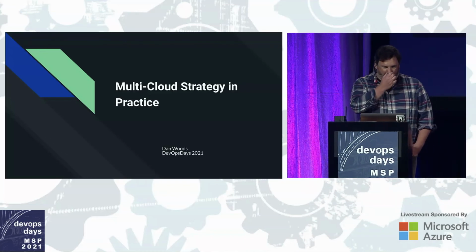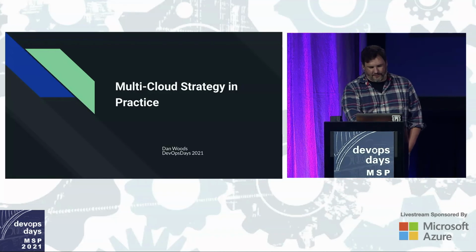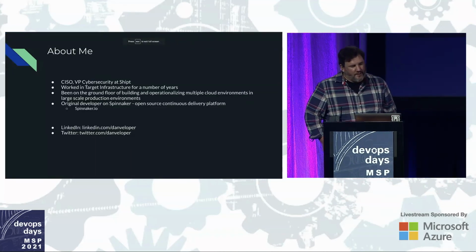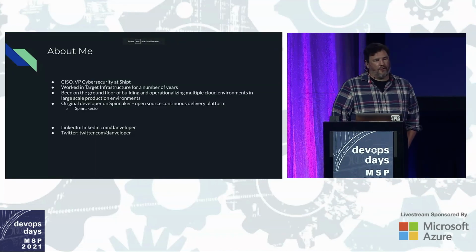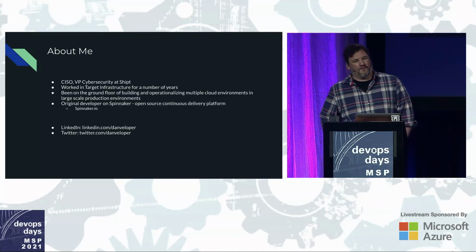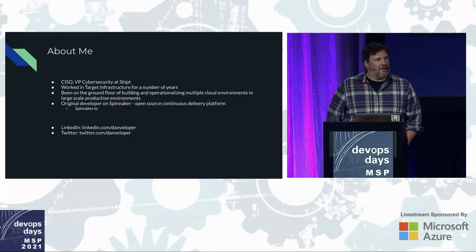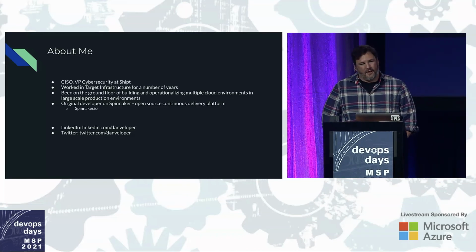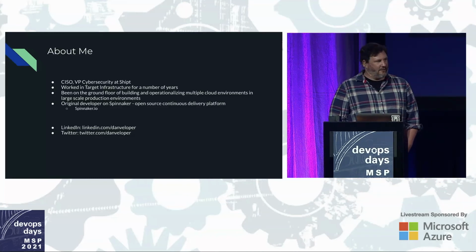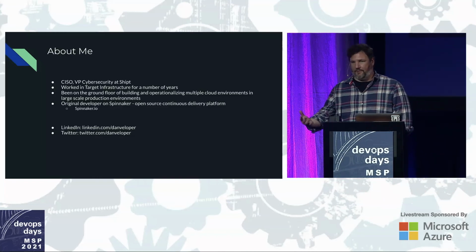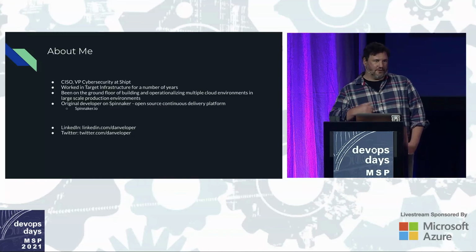I'll start off by introducing myself, which will be helpful. So in my current role, I'm the CISO and VP of Cybersecurity at Shipped. This is a fairly new position for me within the last month or so. So when Bridget and I were talking about giving this talk this year, I was actually still working at Target. So as we go through this presentation and I'm talking about multi-cloud, I am talking from the perspective of Target.